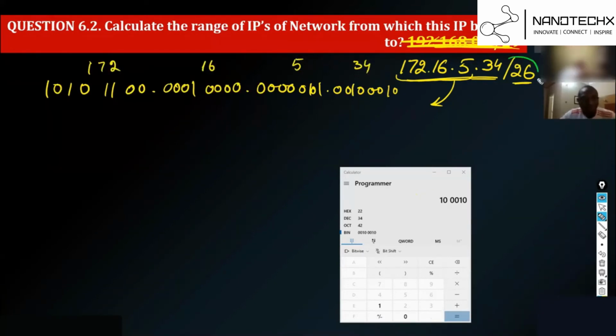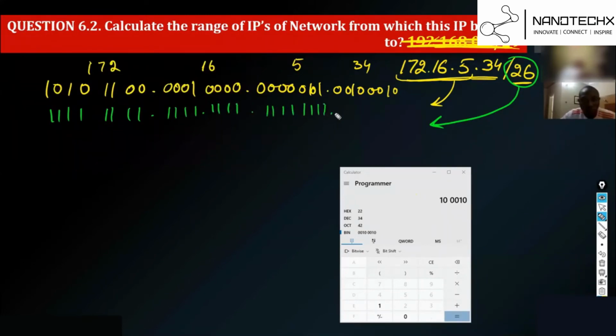Now let's write our subnet mask. Very easy, no need of any conversion. /26 means 26 times 1. So 1 2 3 4 5 6 7 8 9 10 11 12 13 14 15 16 17 18 19 20 21 22 23 24 25 26. Then the remaining 6 are all zeros. Clear on this one, guys?